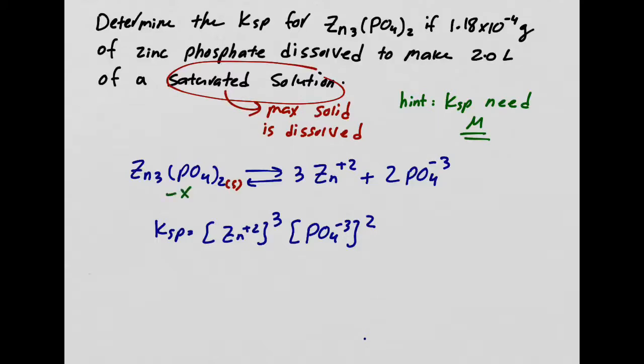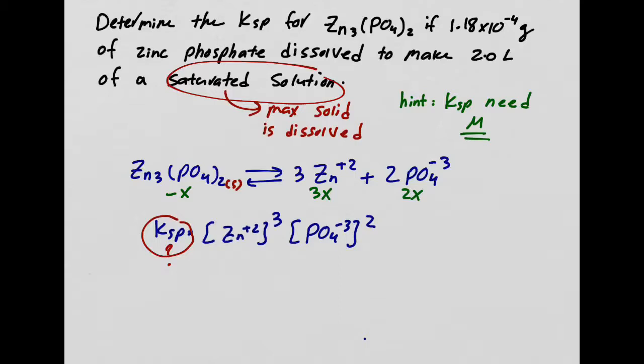As the solid goes away, this one and this one are forming. So the solid goes away and some of it dissolves into ions. But the coefficients do matter. So this would be my 3x and this would be my 2x. Now in this question, they ask you for Ksp. So somehow I need to have the concentration of zinc and the concentration of phosphate. I need to figure it out.